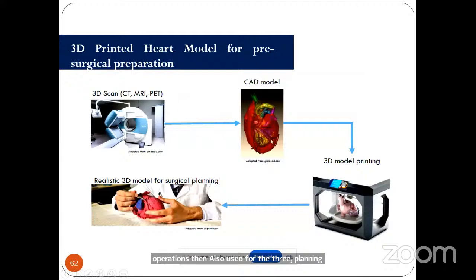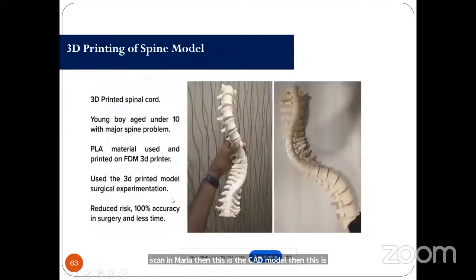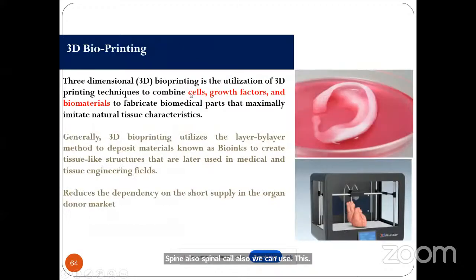And this is the 3D printed heart model, how the process flows. The input may be the CT scan, MRI or PET, then this is the CAD model, then this is the bioprinter, then the printed model we use for the surgical plan. Spine, spinal cord also we can make by using this FDM printer. So you can use suitable material.